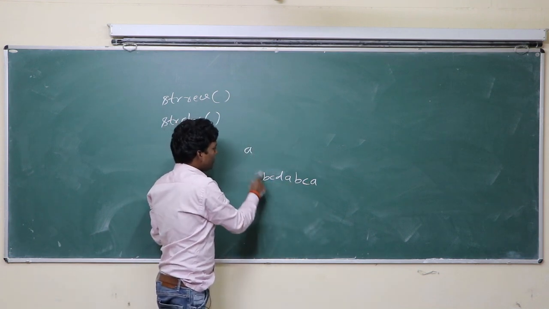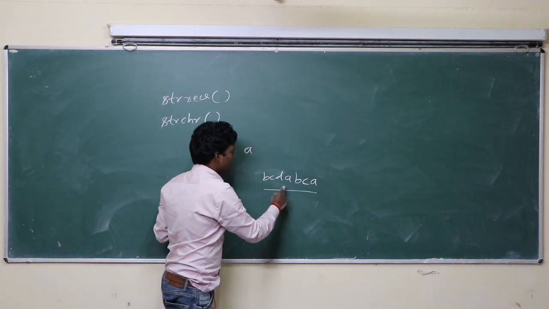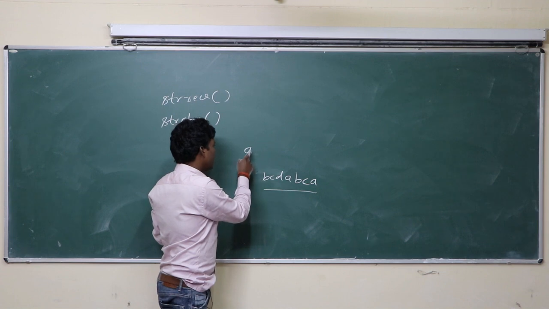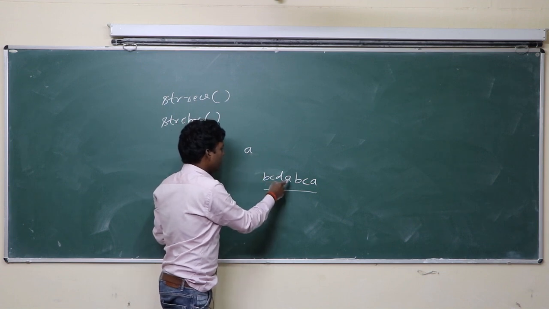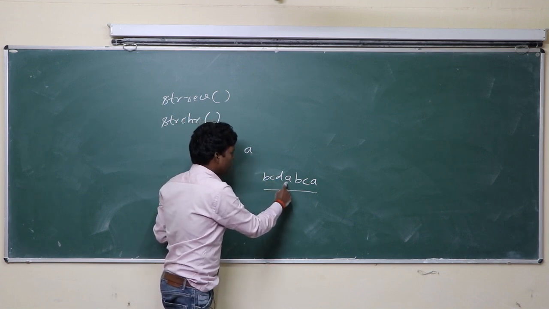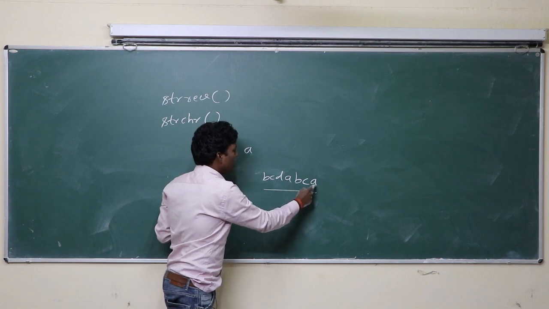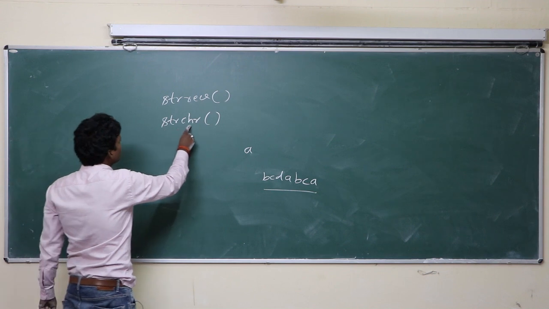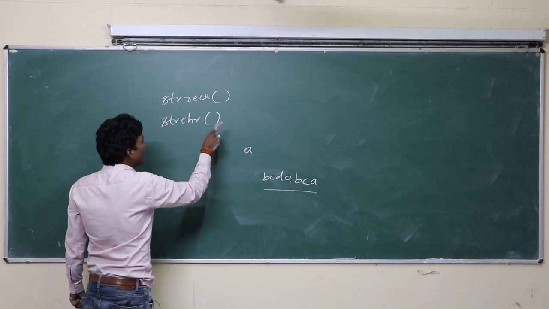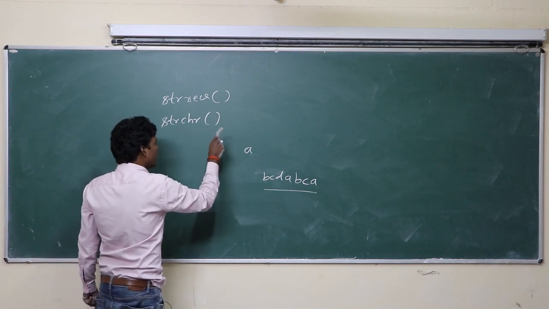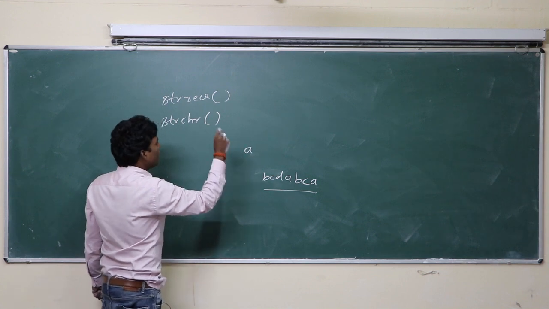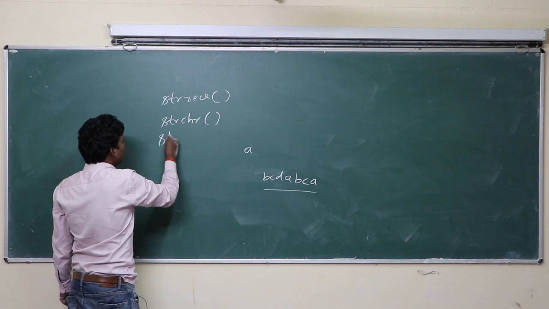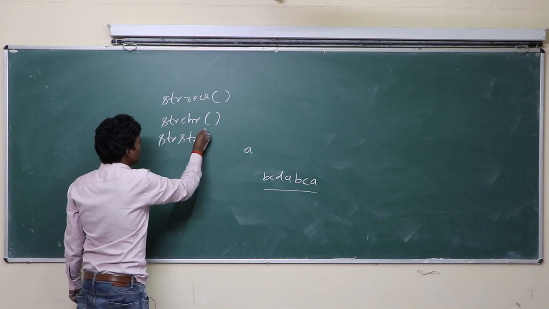A character is given, A, and a string is given. You have to find the first occurrence of A in this string. So this is the first occurrence. This is not the first occurrence, this is the first occurrence. So class, strchr is used to find the first occurrence of a given character in a string.